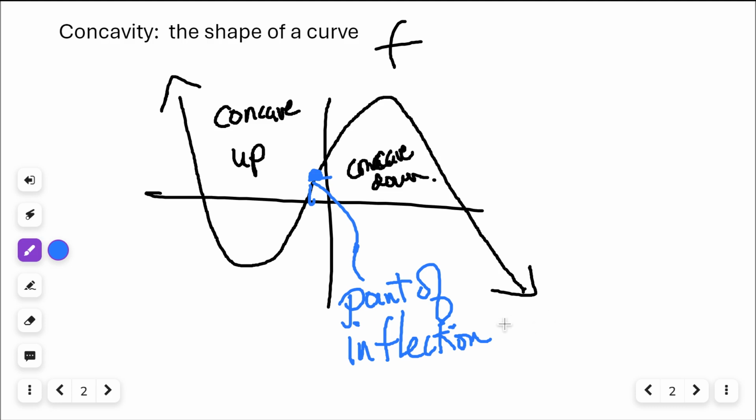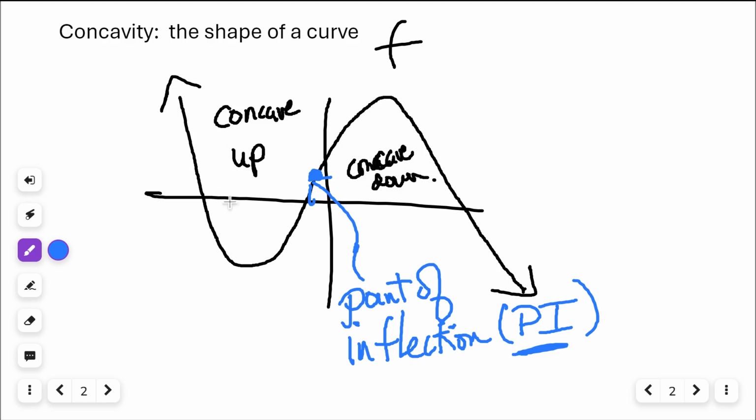Points of inflection are the detectives of mathematics. They are the detectives of mathematics. They are PIs. Okay, take that one to the bank. That's a winner.